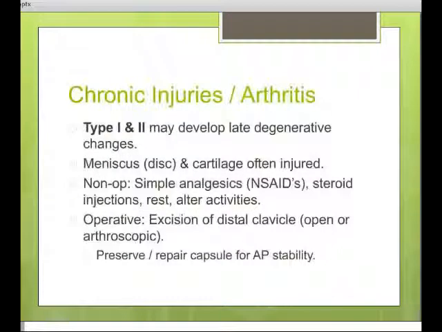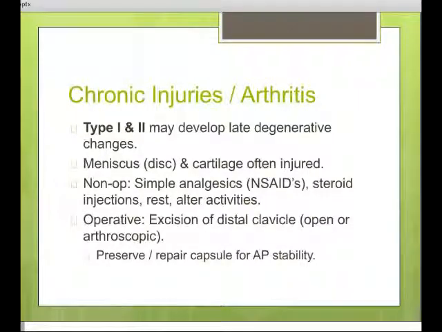With arthritis, in type 1 and 2 injuries, since they're non-operatively treated initially, later on they may develop degenerative changes. The articular disc and cartilage can often be injured. Initially, you can treat this with simple analgesics, non-steroidal anti-inflammatory drugs, steroid injections, rest, or alter one's activities.